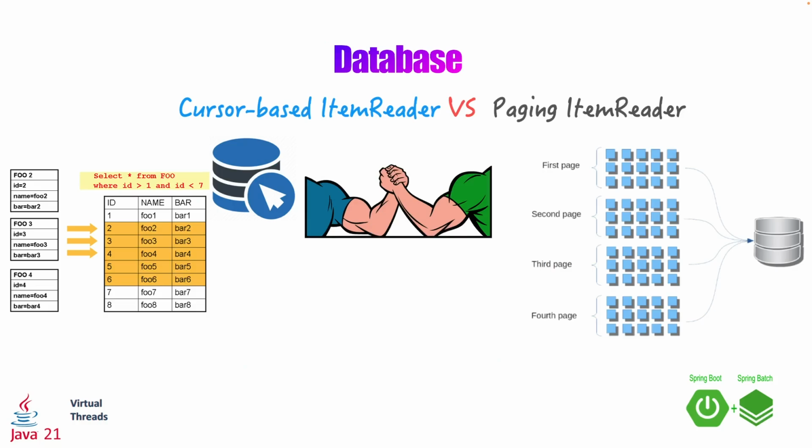In Spring Batch, when we deal with the concept of exporting data from a database, we are going to use one of two concepts. The first one is the cursor-based item reader, and the second one is the paging item reader. Let's explore the difference between both of them and when we can use each of them.